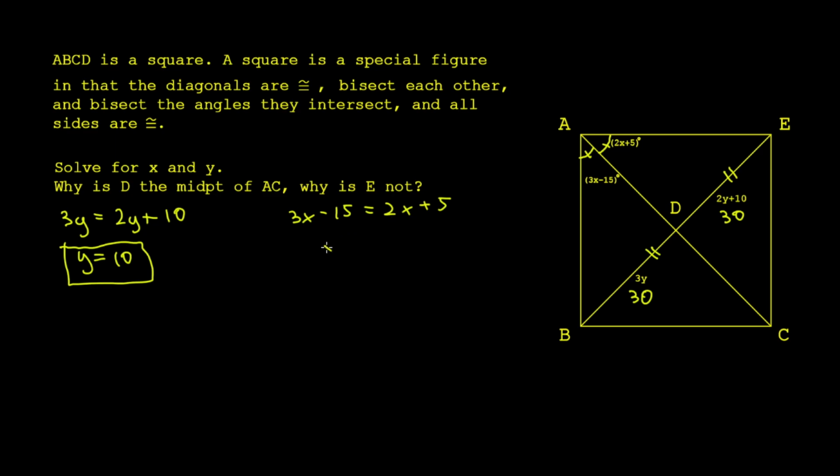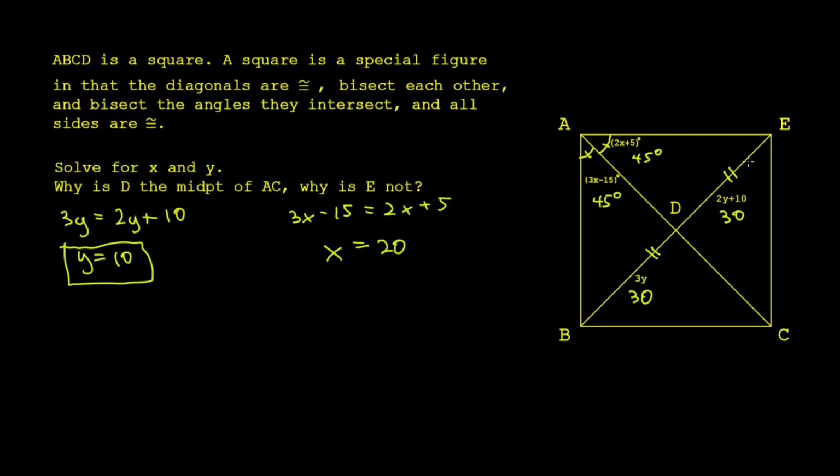Move the 2x over, we just get x. Move the 15 over, and we get 20. x is 20. Plug it back in. 3 times 20 is 60, minus 15 is 45. 20 times 2 is 40, plus 5 is 45 again. So we know we've done this right.